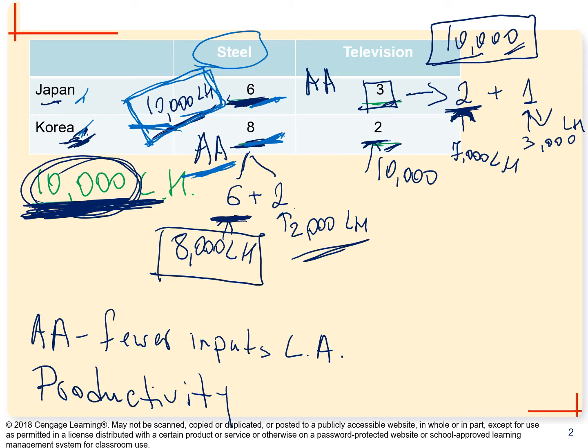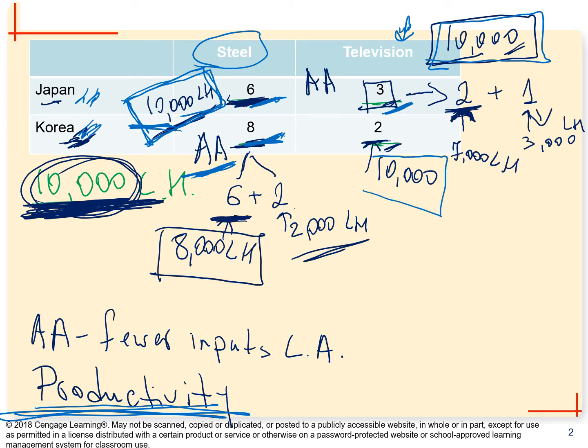And let's analyze televisions once again from the productivity point of view. Japan working 10,000 labor hours, and in these 10,000 labor hours, they're producing 3 TVs. Korea working the same amount of hours, 10,000 labor hours, and producing only 2 TVs. Who is more productive? Japan is. So therefore, Japan has absolute advantage in production of units of TVs.